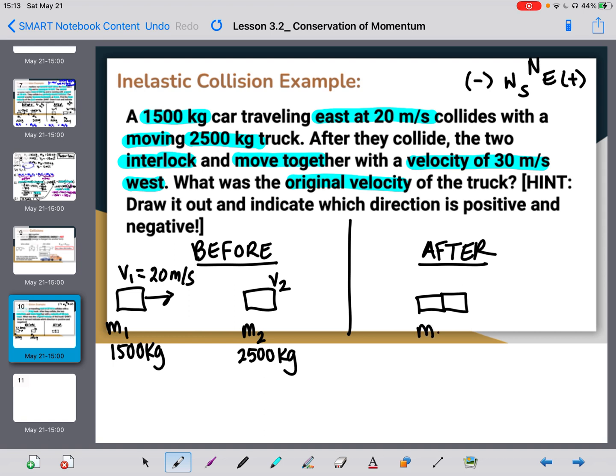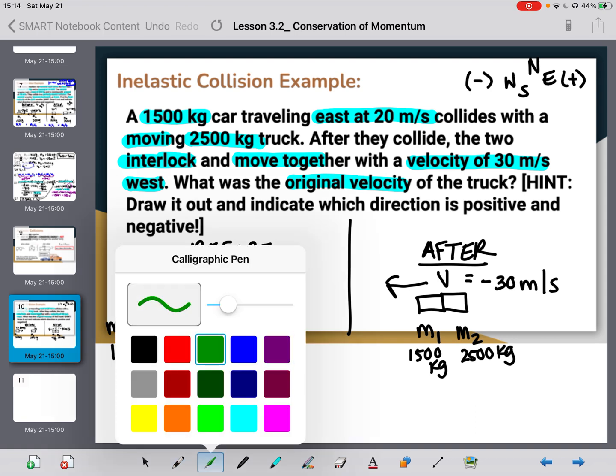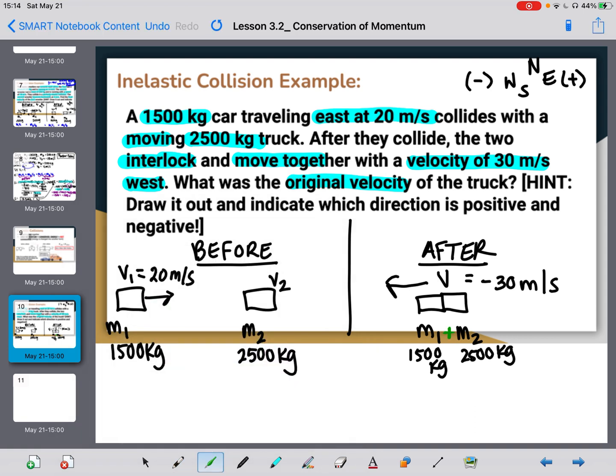So I have M1, which is 1,500 kilograms, and M2, which is 2,500 kilograms. They're stuck together and they're moving with a velocity of 30 meters per second west. West is to the left, so that means the velocity they're moving with is negative 30 meters per second, because that indicates it's going westwards. These objects are now together. They're acting as one object technically. So what you do to show that their mass was combined is just put a plus sign. You're adding them together. They are combined masses now. And these objects are moving with some ending velocity, which we refer to as the final velocity.